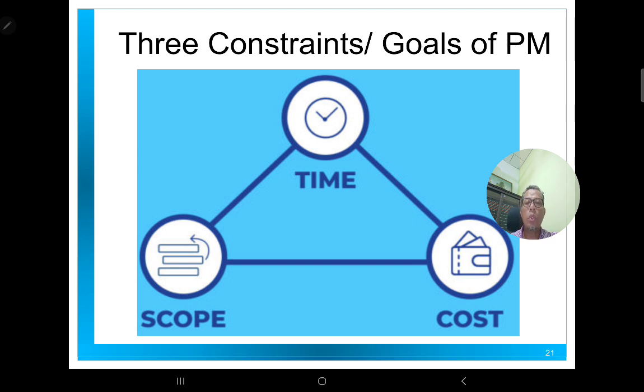So there are three constraints in any project, or the main goals of project management. Number one is the scope. So you have to determine clearly what the scope of the project is, what the main objectives of the project are. This scope or objective must be successfully achieved at the end of the project implementation. Once you have finalized the scope of the project, then you need to identify how long the project will take, or what the duration of the project is that needs to be implemented.